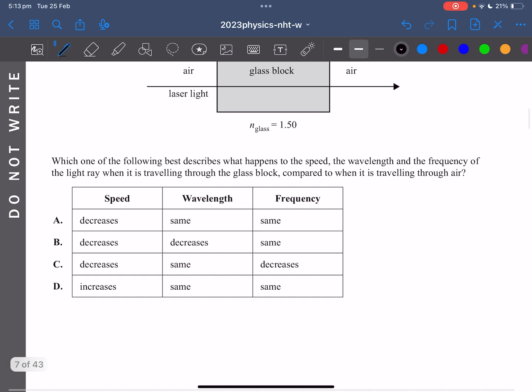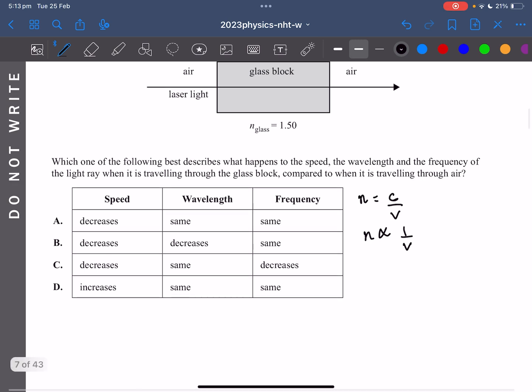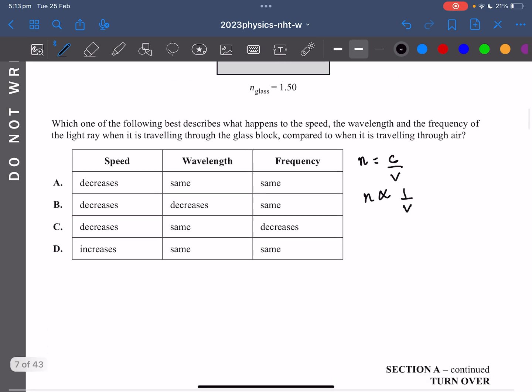Okay, so the speed is definitely going to decrease. Why? Because n equals c on v, and c is going to be constant. So we can say n is inversely proportional to v. As n, the refractive index, increases, the speed is going to decrease. So if it's going from air to the glass block, speed is going to decrease. We can cancel out option D right away. Now let's move on to the next criteria.